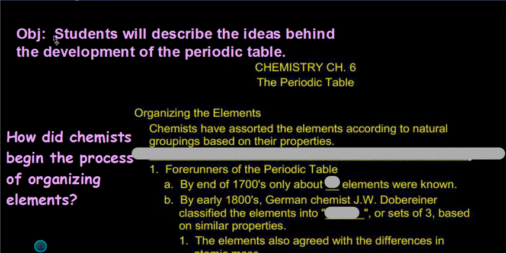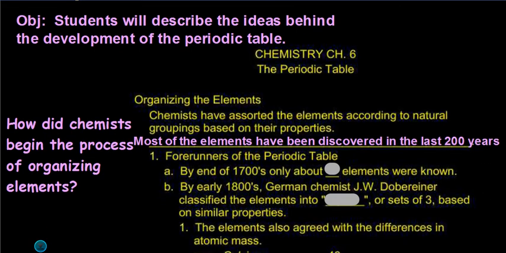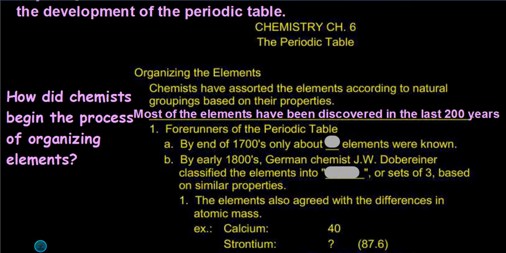So, our first objective: students will describe the ideas behind the development of the periodic table. And this is the first question that I want you guys to practice with your materials. How did chemists begin the process of organizing elements? Well, chemists have been sorting the elements according to natural groupings based on their properties, and most of the elements have only been discovered in the last 200 years. So they didn't really have a whole lot to go on when they were trying to organize their elements.